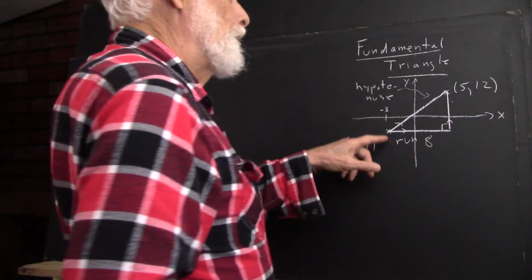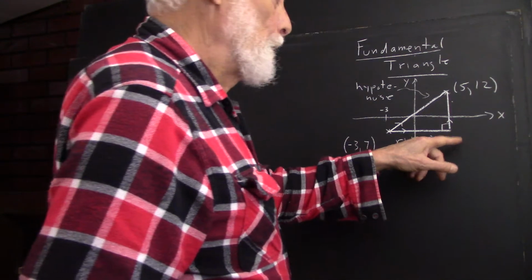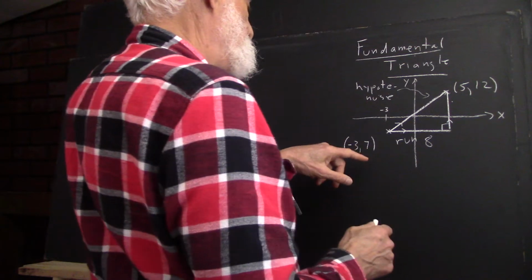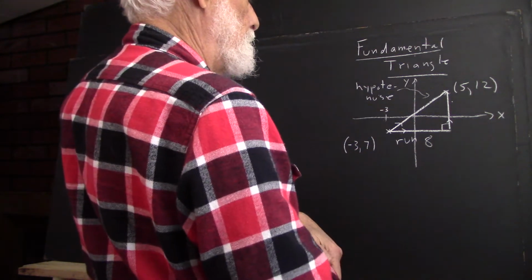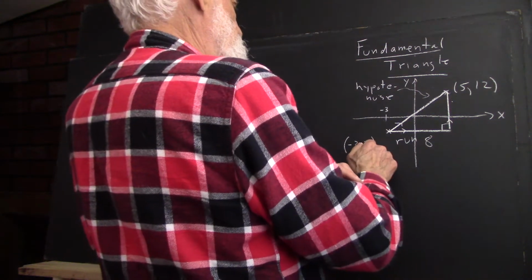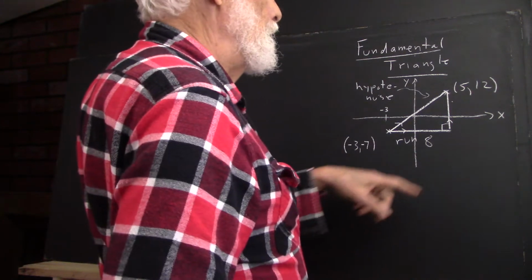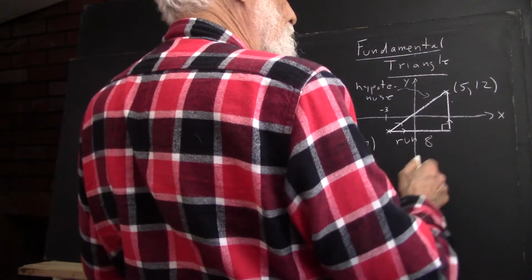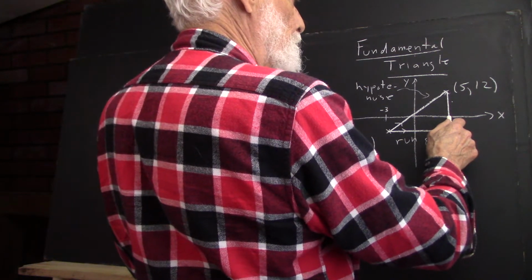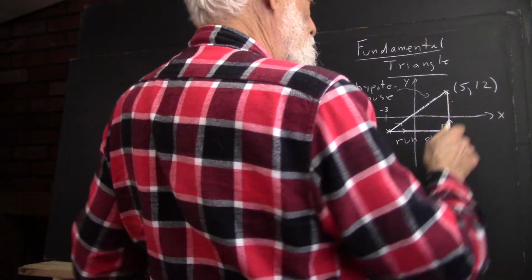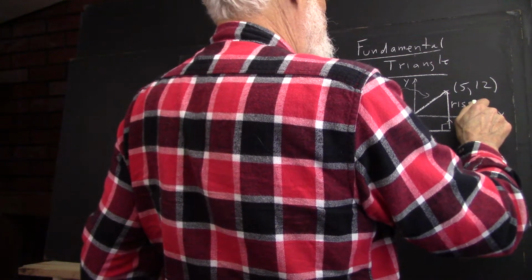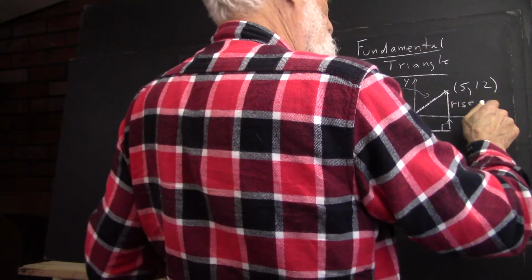Well, that's the run. It's from here to here. The rise is from here to here. The rise is then from -7 up to 12. Well, if you go from -7 up to 12, you go 7 units in this direction, and then 12 more units in this direction. So your rise is 12 and 7 is 19.